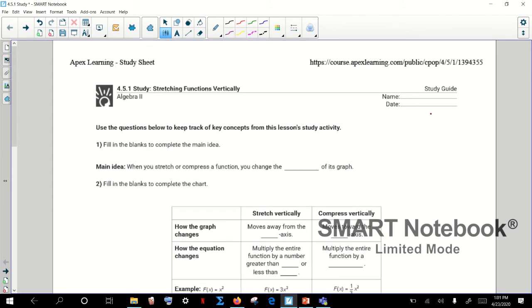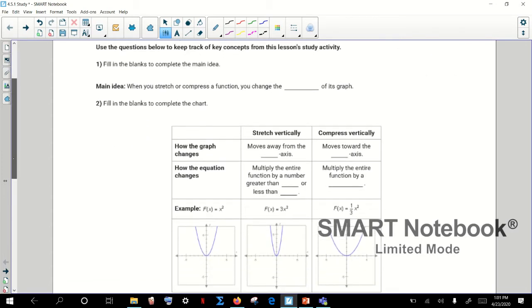So this week we're looking at stretching functions vertically. Last week we did a transformation on functions, shifting them vertically and horizontally. And so this is just another transformation that you can do on a function. So let's go ahead and look into that.